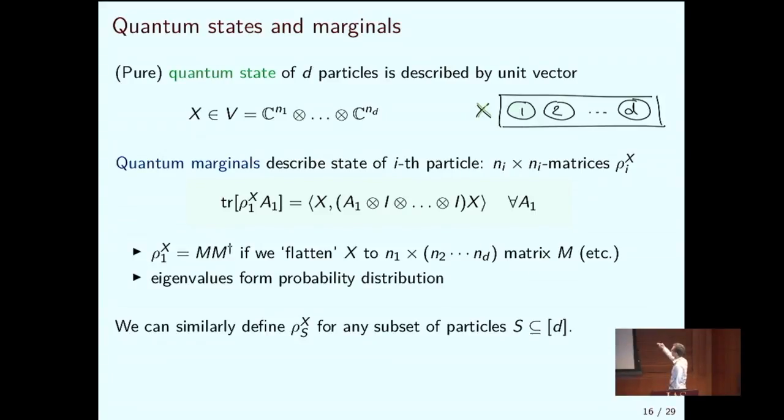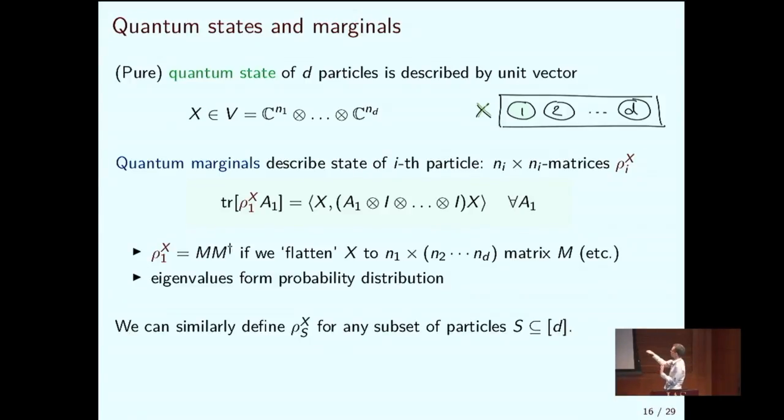So the quantum marginal, the reduced density matrix of the ith particle, is an ni by ni matrix. It's actually a positive semi-definite matrix. It's of trace 1 if X is a unit vector, and it's defined like so. Let's define it again by duality. For any other matrix A1, the trace of the product of A1 with the hypothetical matrix rho 1 of X is just given by this inner product. You take the inner product between X and X after applying A1 tensor a bunch of identities. So basically, this is an operation that only acts on the first particle.